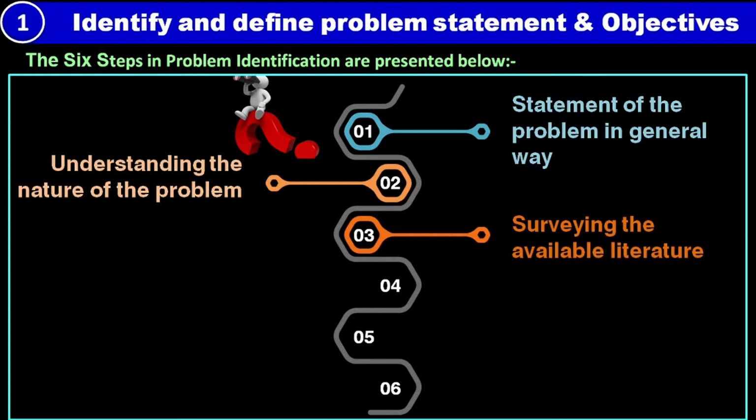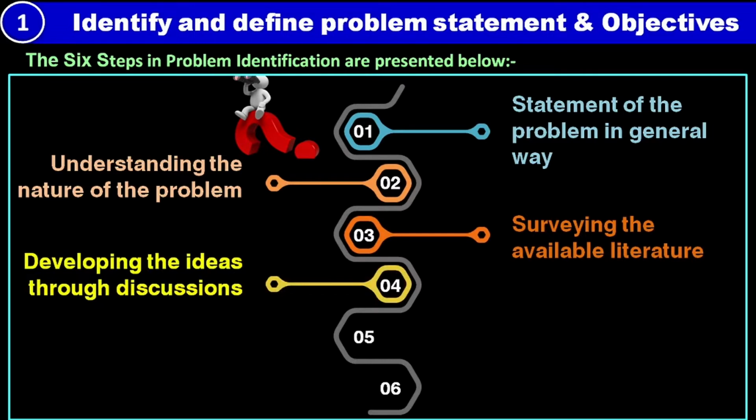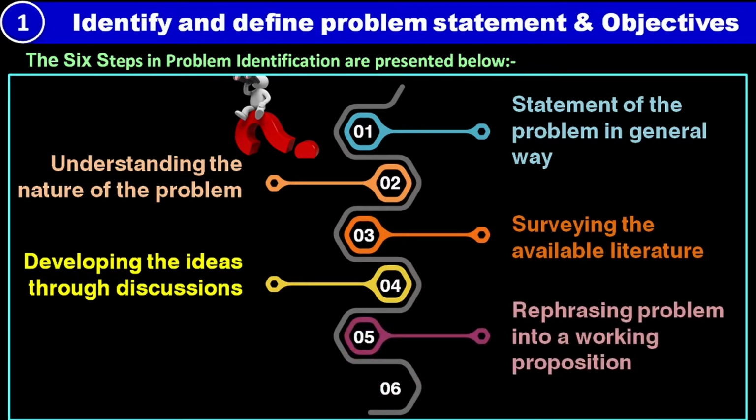Surveying the available literature. If some previous research studies are there regarding that problem, then those research studies or literature is surveyed. And developing the ideas through discussions. Then the discussions are conducted with the persons who are experts in that particular area, or the persons who have exposure to that particular type of problem, and some ideas are developed by the researcher regarding that problem. Rephrasing the problem into a working proposition. Then that problem is rephrased into a working proposition. Working proposition means the proposition at which you can work upon.